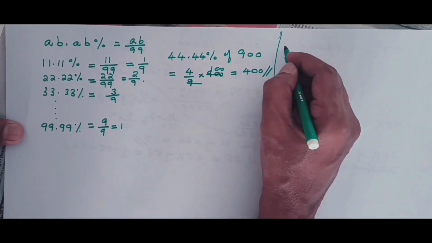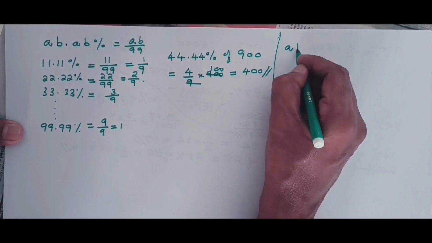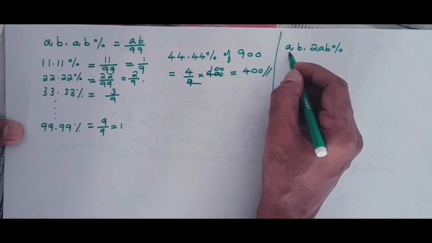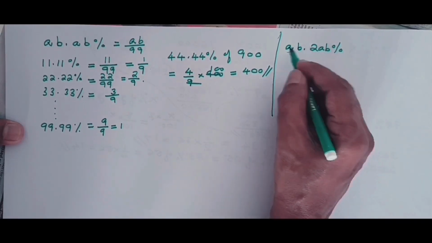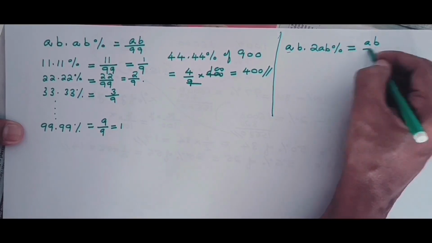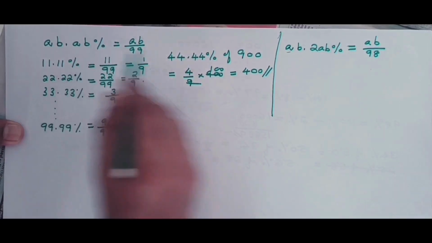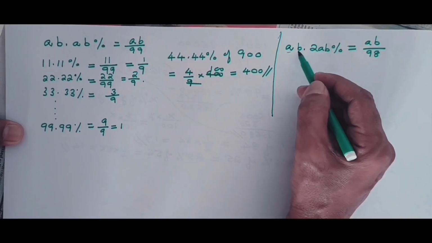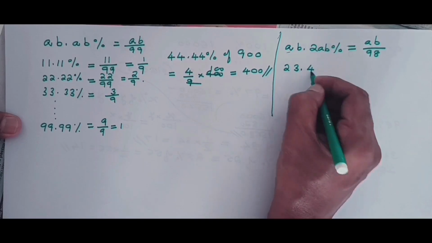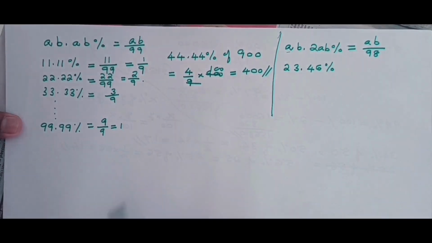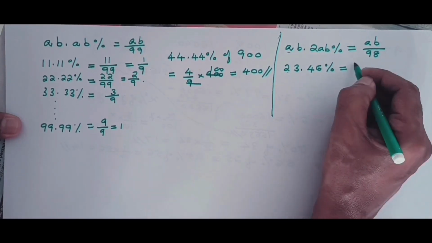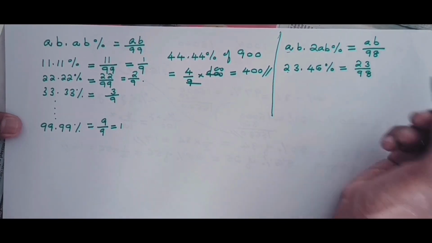Now there is another idea. If you have numbers like this, AB decimal, twice AB percentage, I mean, you are writing a 2-digit number, then the decimal part is twice the integral part. This will be equal to AB divided by 98. When you have the same number, 99. When you have double the number, 98. Say, for example, look at 23.46%. See, 46 is twice 23 and this is equal to 23 divided by 98.